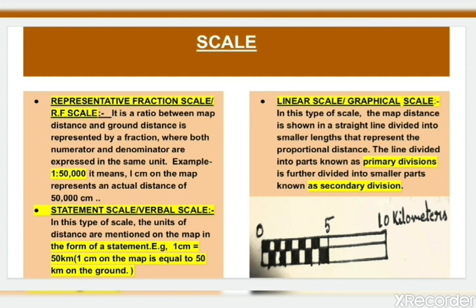The third type is linear scale or graphical scale. In this type of scale, the map distance is shown in a straight line divided into smaller lengths that represent the proportional distance. The line is divided into parts known as primary division, which are further divided into smaller parts known as secondary division. In the diagram, you can see the small boxes are all secondary divisions, and from 5 to 10, the main box, the larger one, is called primary division of linear scale.